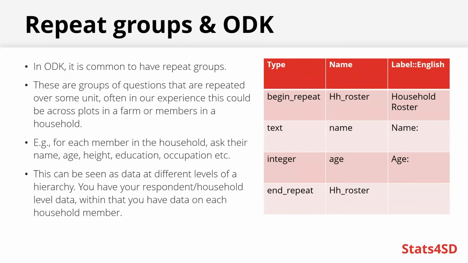So yes, this all comes from the repeat groups. You have groups of questions that are repeated over some unit, and often in our experience this is across plots or members of a household. And as we've seen with ODK, we can store this information wide or long, but generally long is probably better.